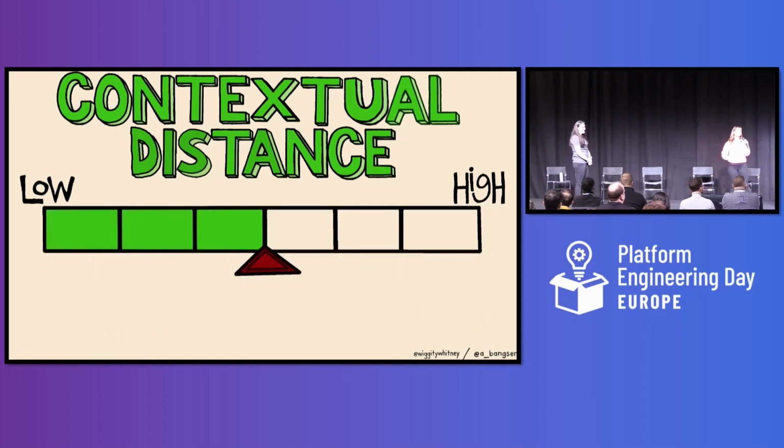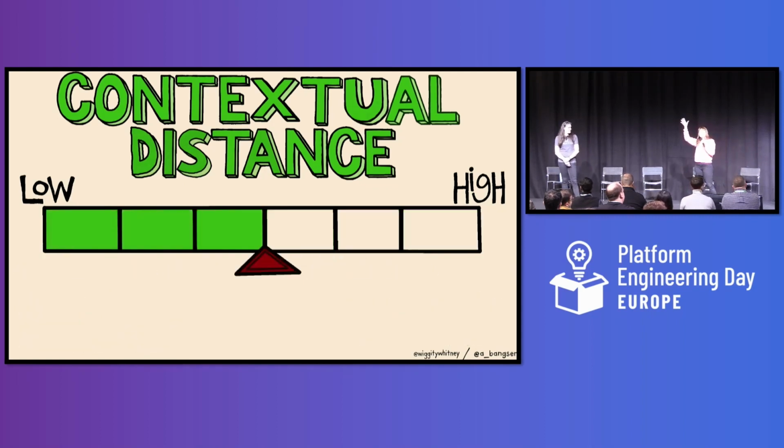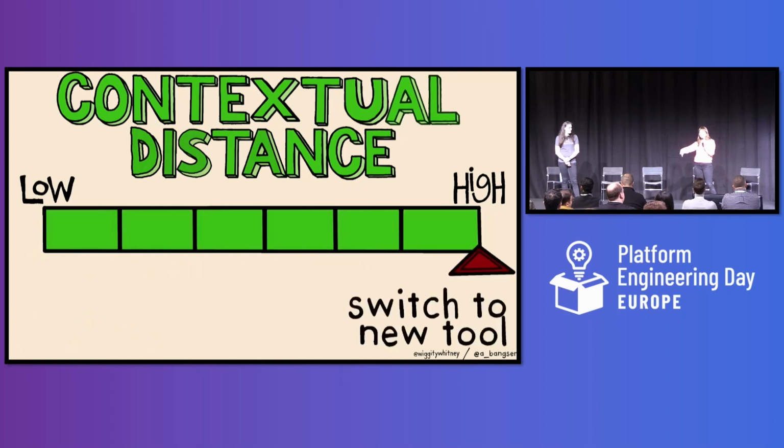So for contextual distance, we want to consider where the user is when that light bulb goes off. That's like, now I need this capability. Where's your user at that moment?